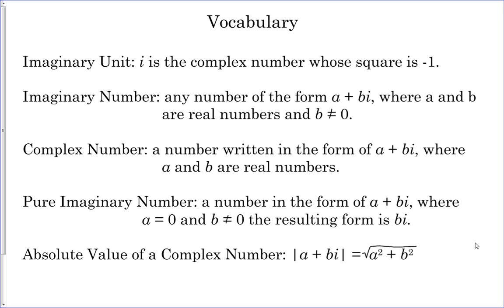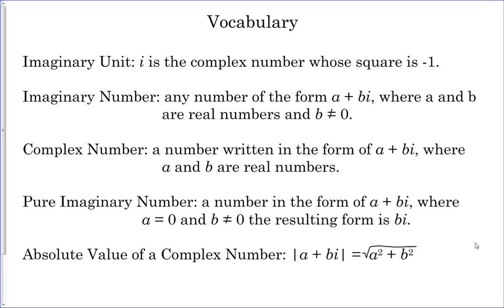Alright, imaginary number: any number of the form a plus bi, where a and b are real numbers and b does not equal 0. Now, a complex number is a number written in the form a plus bi, where a and b are real numbers. I know complex number and imaginary number sound like the same definition, and they are very similar. In fact, you'll hear me call them complex numbers the majority of the time when they're in the form of a plus bi.